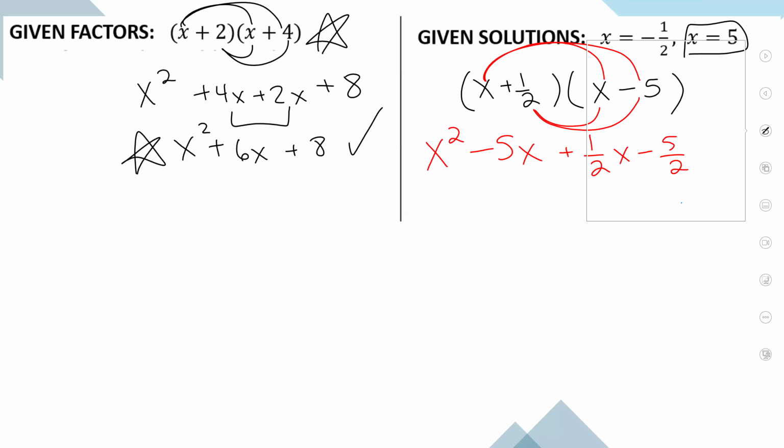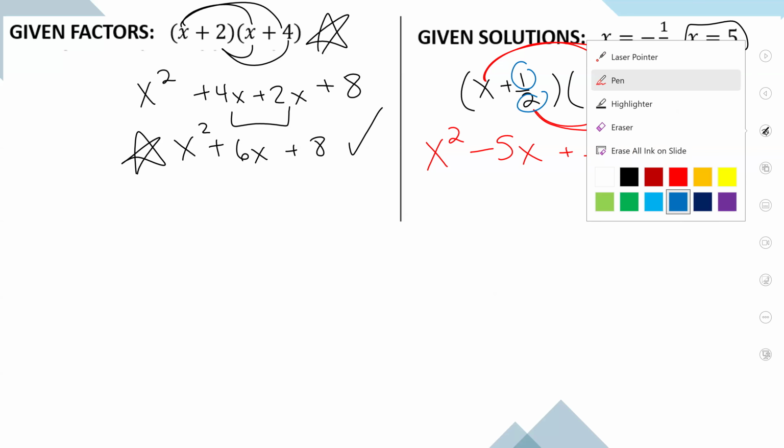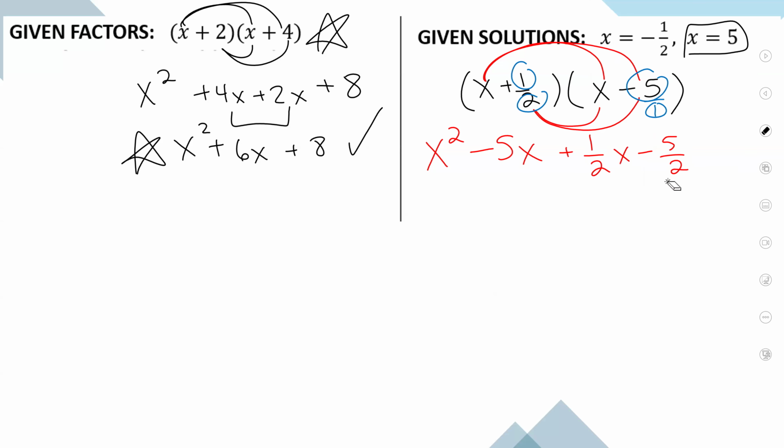The reason why is because you can think of this as over 1. You just multiply across. 1 times -5 is -5. 2 times 1 is 2. Okay? When you're multiplying fractions, you just multiply across.